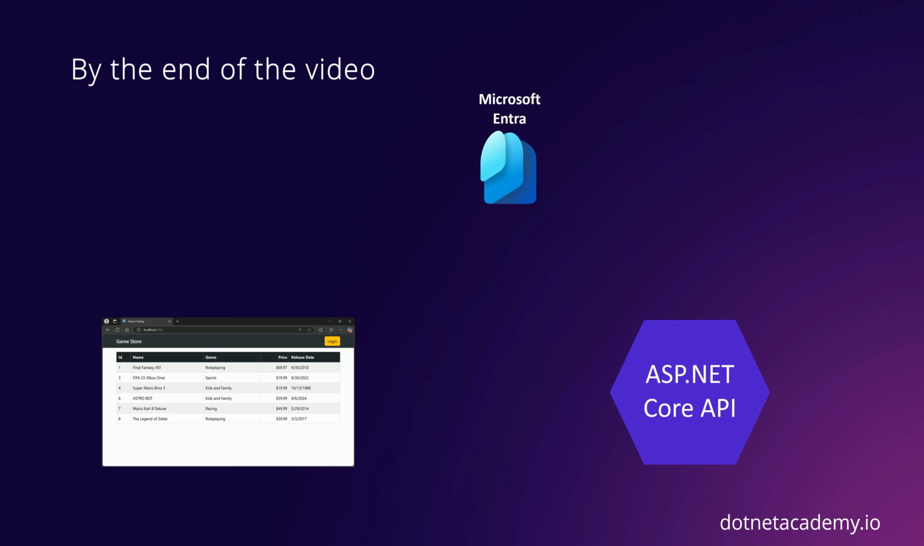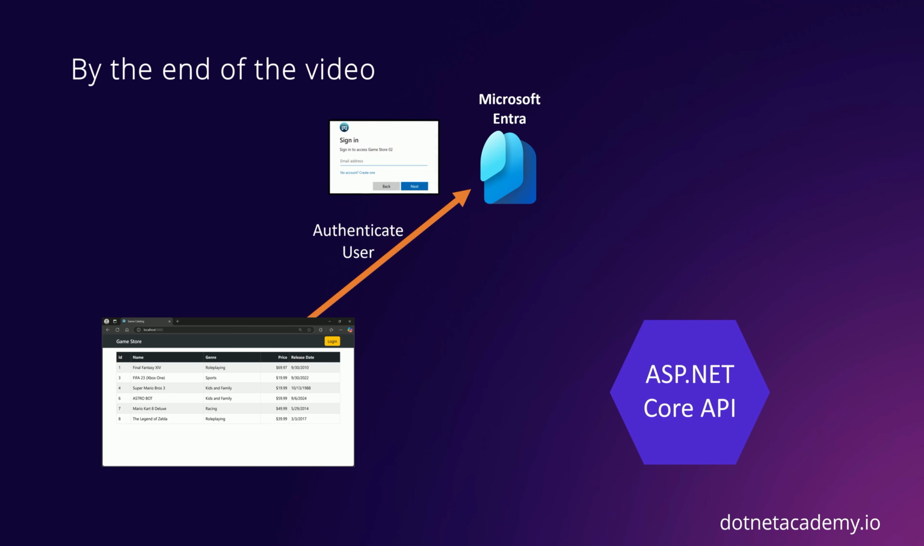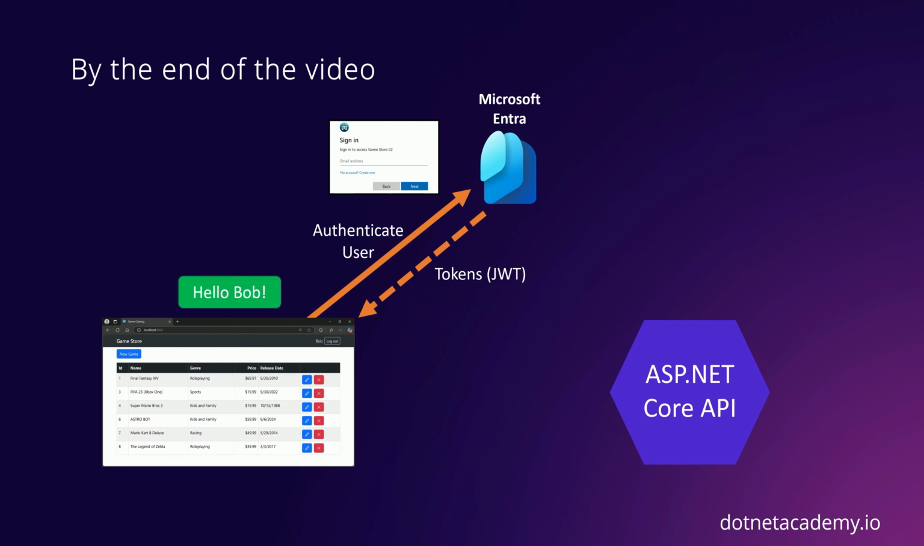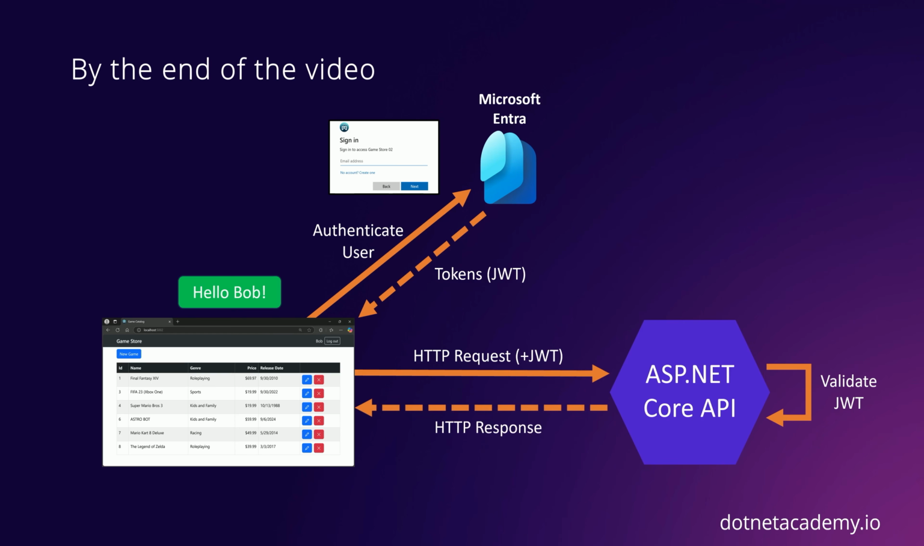By the end of this video, your web app will have a login button that will take users to the sign-in screen in Microsoft Entra, and after a successful sign-in, the web app will receive secure tokens that it can use to both identify the user and to make secure calls to your ASP.NET Core API. Your API will validate the received token, and if the token is valid and the request is authorized, the API will do the work and respond as usual.